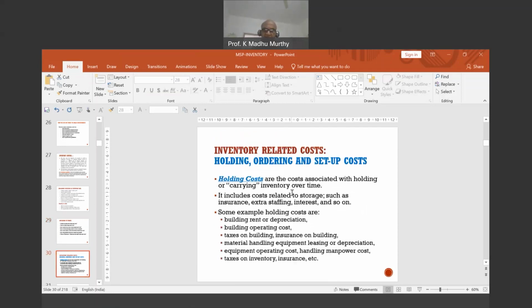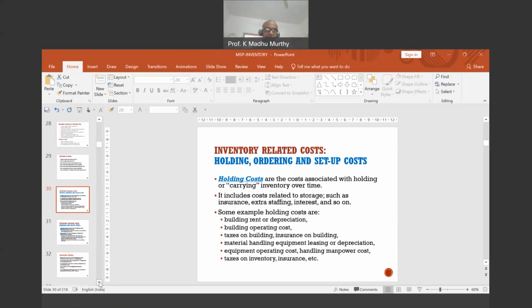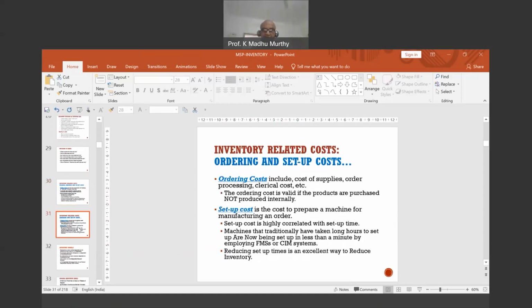We have discussed already about the cost. Some of these items are holding costs, or costs associated with holding or carrying inventories. It includes costs related to storage such as insurance, extra staffing, interest, and so on. Some examples are building rent and depreciation, building operating costs, taxes. Ordering costs: the cost of supplies, order processing, clerical costs. The ordering cost is valid if the products are purchased, not produced internally.